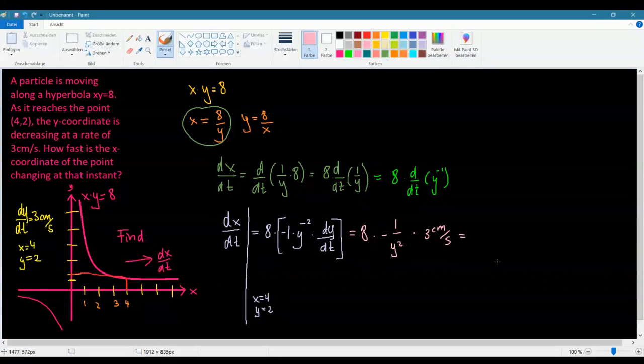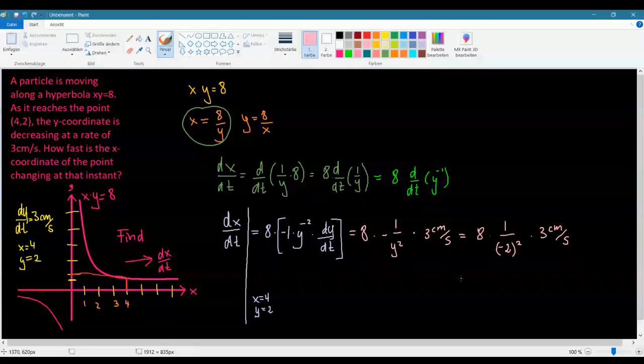So now what do we want to do with this here? Now we want to really plug in x. So if we plug in x and y, actually we really don't need to plug in x. We're looking for the rate of change of x, so it doesn't matter. We're just going to plug in y. So we're going to end up with 8 times 1 over negative 2 squared times 3 centimeters per second.